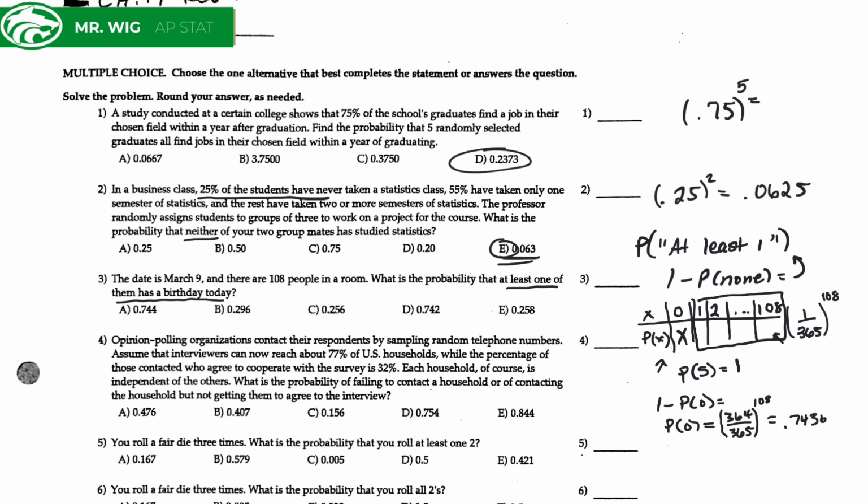I wanted to know at least 1, so we're going to do 1 minus 0.7436, which is equal to 0.256, which turns out to be answer choice C.